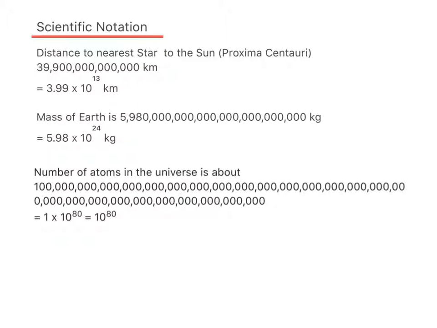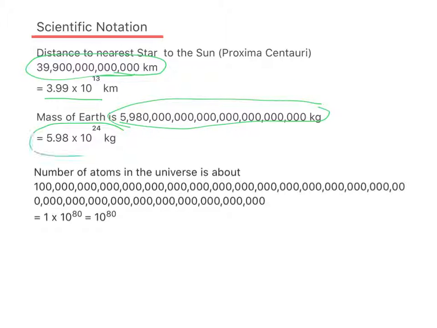Using the same method, by counting the number of decimal places, here are the answers when you change the numbers we had originally into scientific notation. So a really large number like the distance to the nearest star from the sun ends up being written as 3.99 by 10 to the 13. The mass of the Earth ends up being written as 5.98 by 10 to the 24 because there are 24 places to move the decimal point.